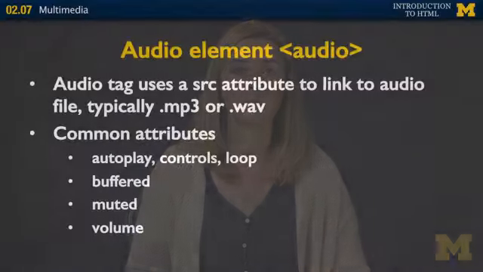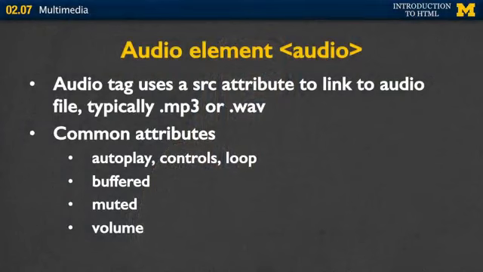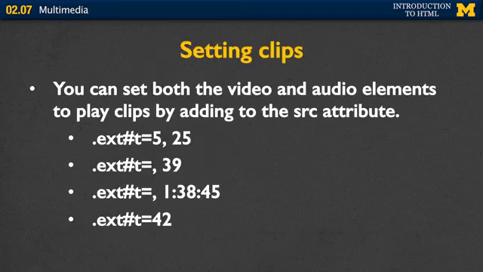The audio element is very similar to the video, and again we use a source attribute to link to the file. Typically, you're going to use an MP3 or WAV file. The attributes, again, are very similar. You have autoplay, controls, and loop, but we also have buffered, muted, and volume. These are extra attributes you can put in to control what the person is listening to and how loud.